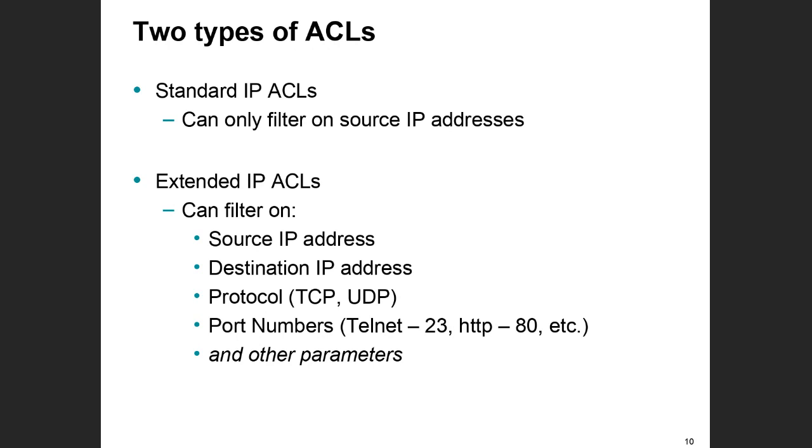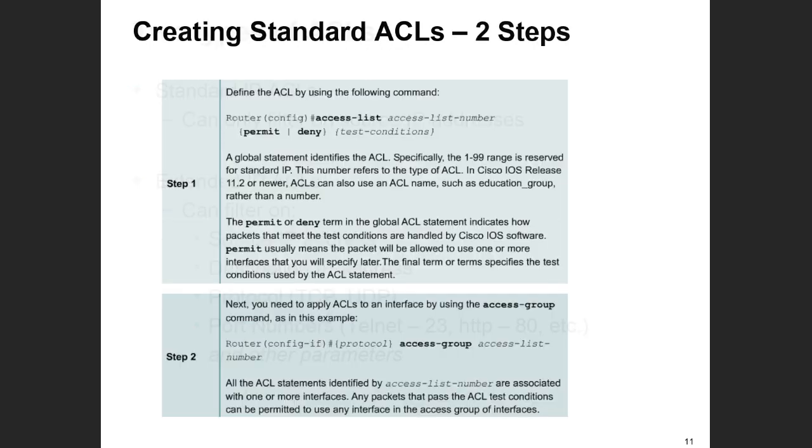This would allow us to do a more sophisticated access control list that, for example, permitted incoming web traffic on port 80 and permitted incoming mail traffic, email traffic on port 25, but denied other types of traffic. We didn't want to come in like a telnet attempt or a secure shell attempt. So we'll look at those second, after we look at standard access control lists.